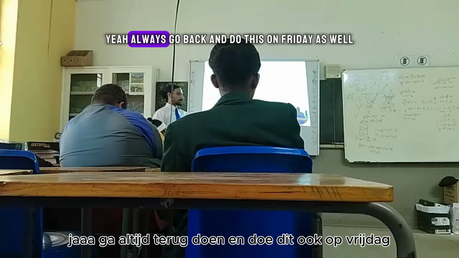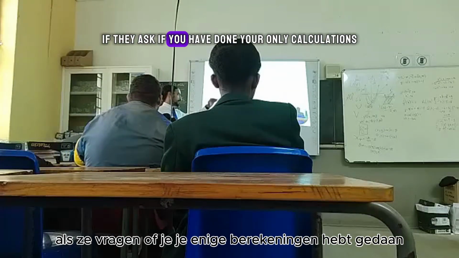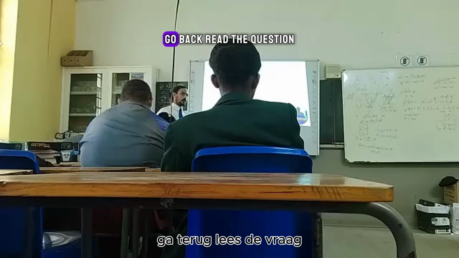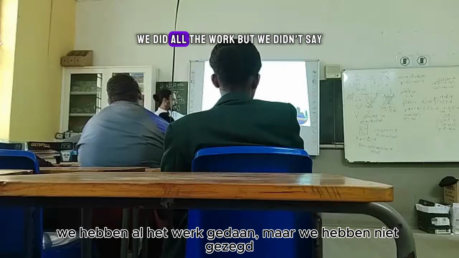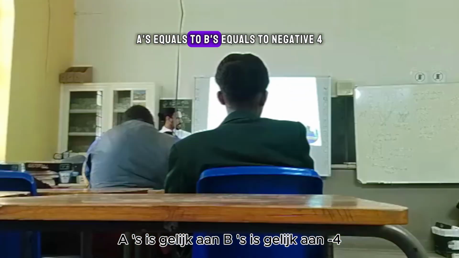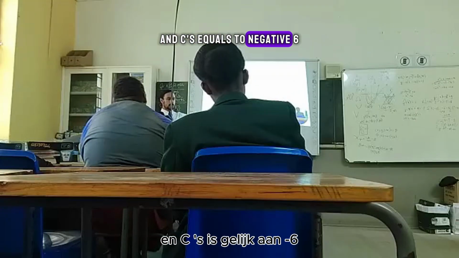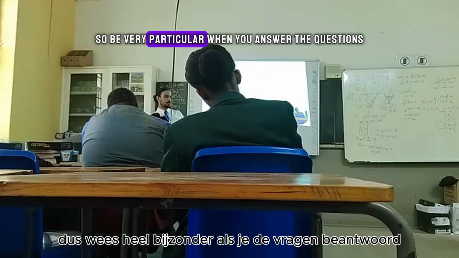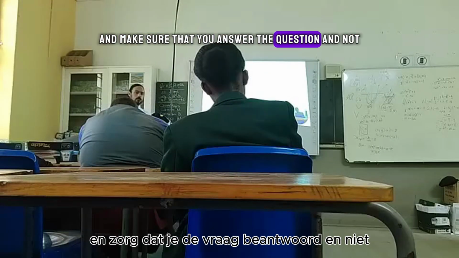Here, always go back, and we'll do this on Friday as well. If you have done all your calculations, go back and read the question, because what was the question here? We did all the work, but we didn't say A is equal to 2, B is equal to negative 4, and C is equal to negative 6. So be very particular when you're answering questions and make sure that you answer the question asked.